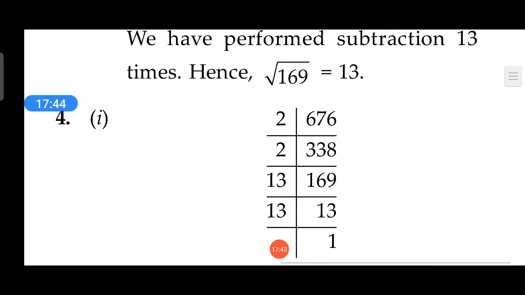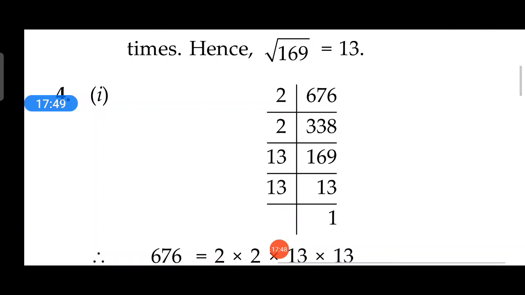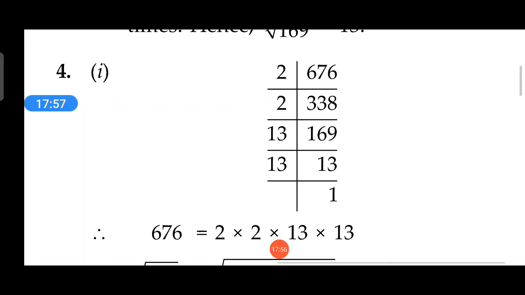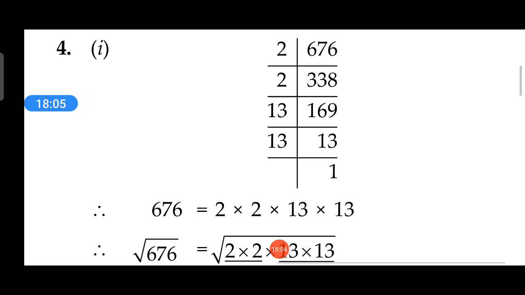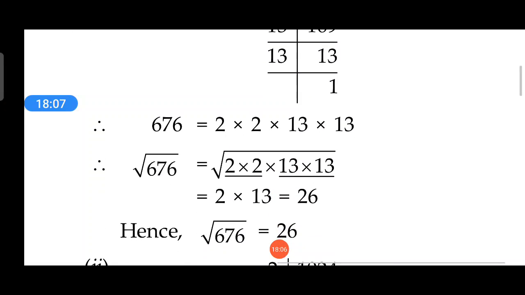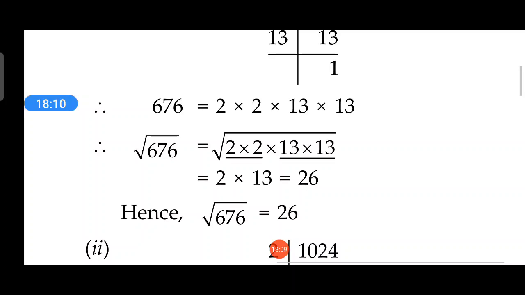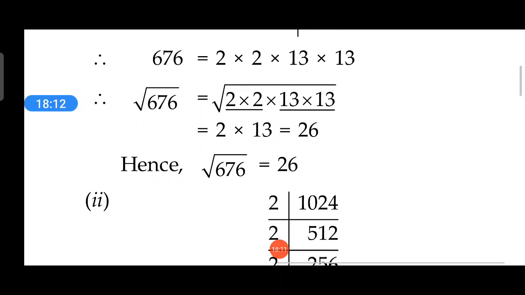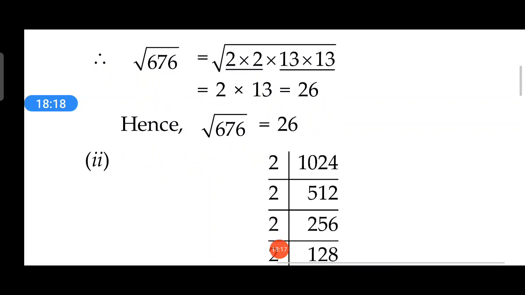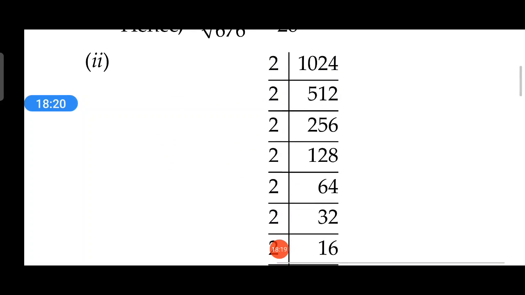Now question number 4. Find the square root by prime factorization method. So here, prime factorization method, we have to do 676. Divide by 2, so 338 will come. Now 338 again divide by 2, so 169 will come. 169 is the square of 13. So 2 into 2 and 13 into 13. So it will be 26. The square root of 676 is 26. The same way we can do the remaining also.